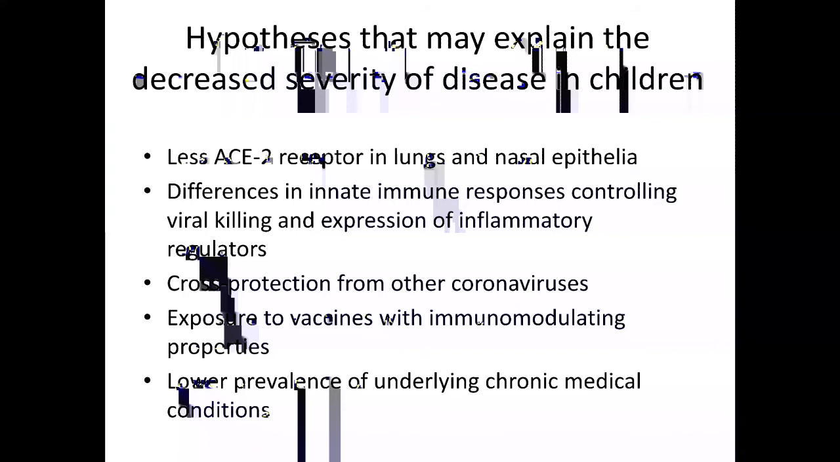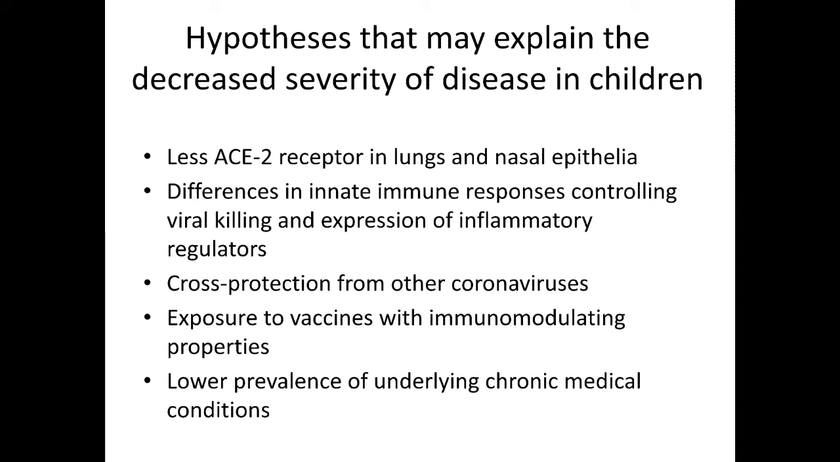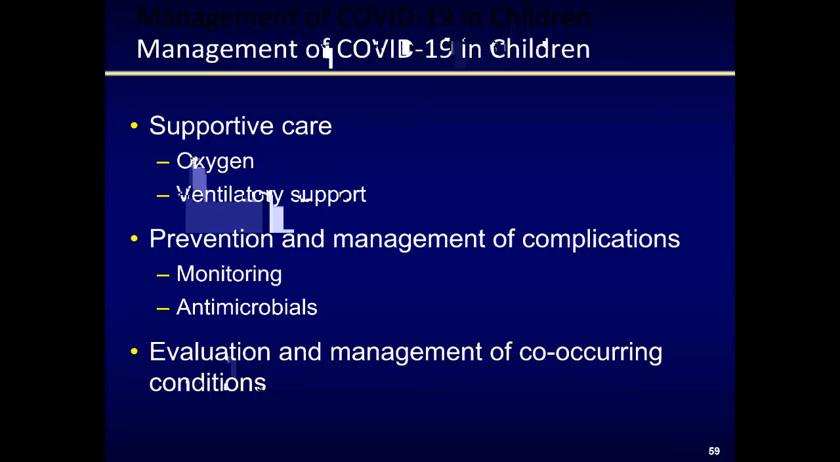Among these, there may be fewer ACE2 receptors in the lungs and nasal epithelia of children, and there are differences in the innate immune responses that don't cause them to go into the cytokine storm as much as adults. There may be some cross-protection from other coronaviruses that are much more common in children than in adults. Exposure to vaccines, which have some immunomodulating properties, is another thought. And then the lower prevalence of underlying conditions may be important as well.